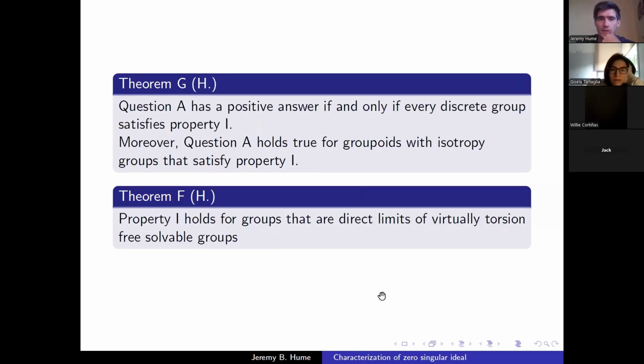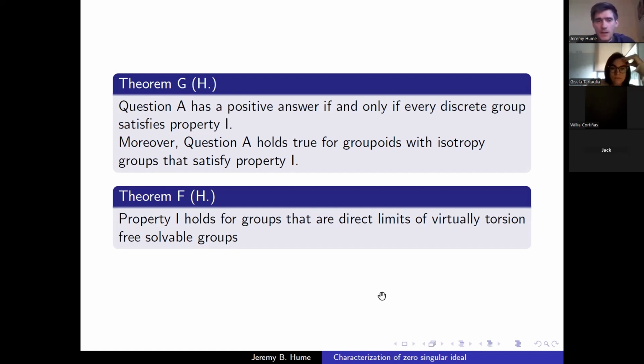And I show that question A, the problem about the singular ideal, has a positive answer if and only if every discrete group satisfies property I. So that's sort of like a meta theorem. It tells you that to solve this problem for groupoids, you have to solve this problem about groups. Moreover, question A holds true for groupoids with isotropy groups that satisfy property I.